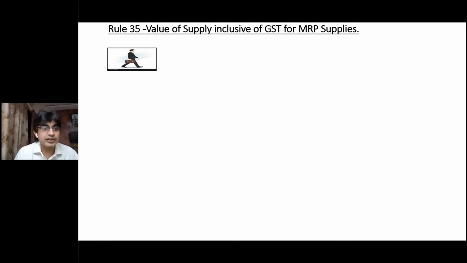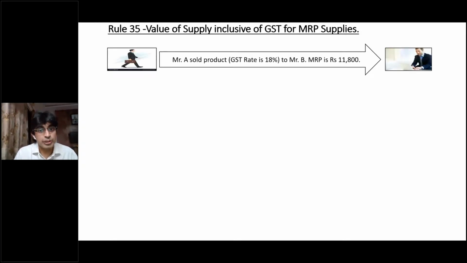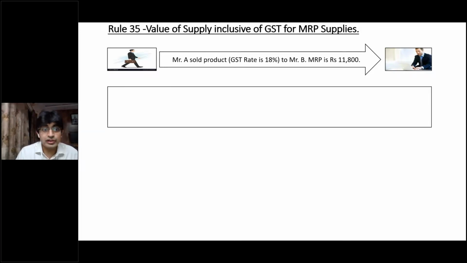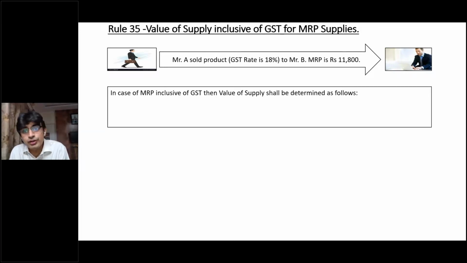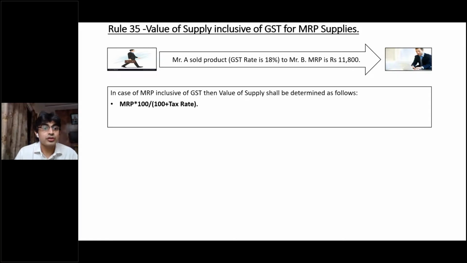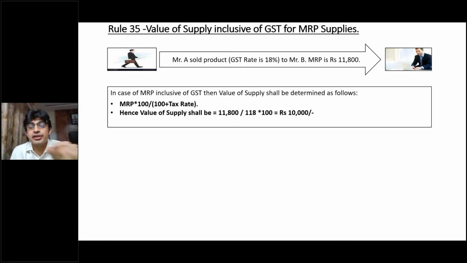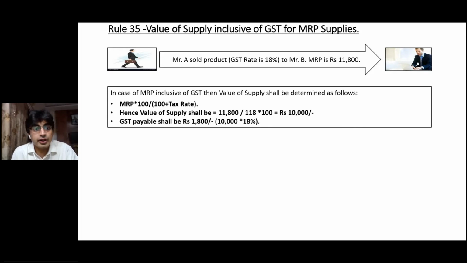MRP पे GST नहीं लगता. See this. Suppose Mr. A sold a product whose GST rate is 18% to Mr. B. MRP is how much? 11,800. So this 11,800 is inclusive of GST. So how do I have to calculate the value of supply? 11,800 into 100 divided by 118. So value of supply shall be what? 10,000. GST will be on 10,000 into 18%.